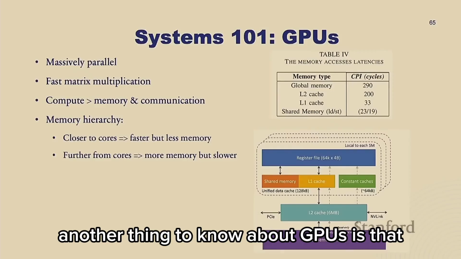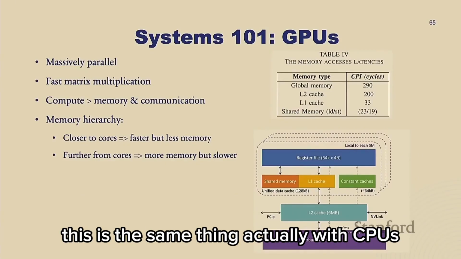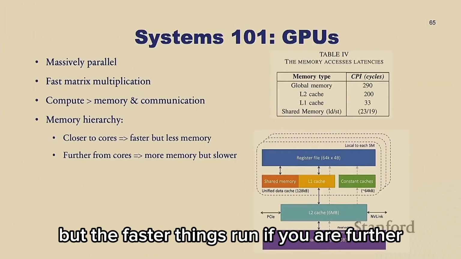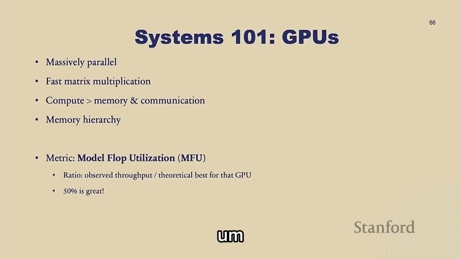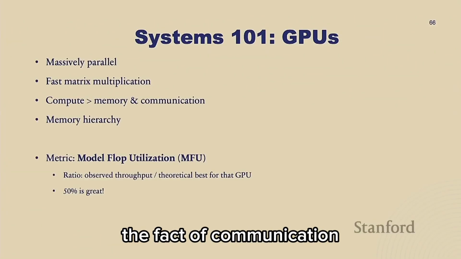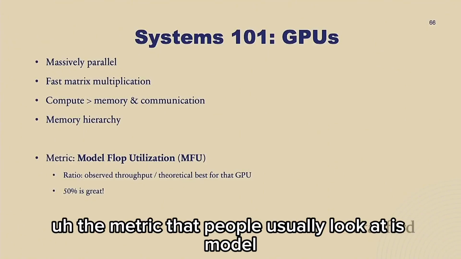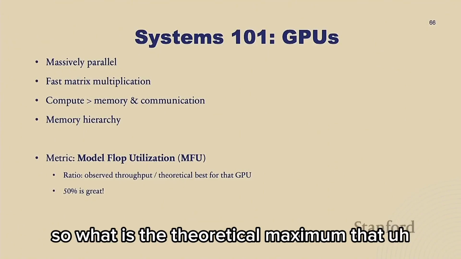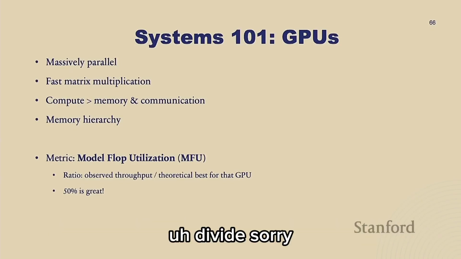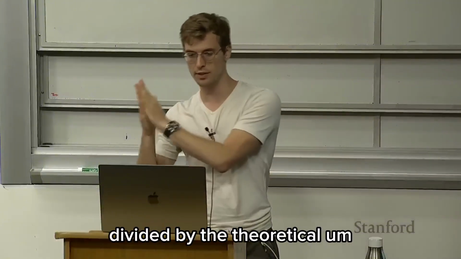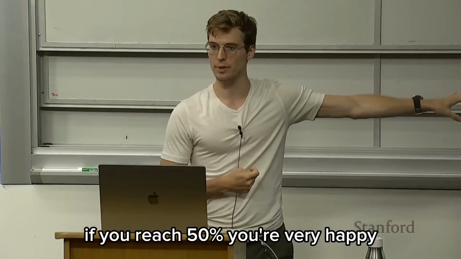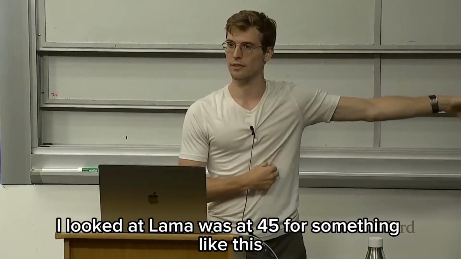Another thing to know about GPUs is that there's a memory hierarchy. This is the same with CPUs, but basically the closer you are to your cores, the less memory there is, but the faster things run. If you're further away, there's more memory, but it's slower. I told you about the fact of communication. The metric that people usually look at is model FLOP utilization: the number of observed FLOPs per second divided by the theoretical maximum that the GPU could run at. In general, if you reach 50%, you're very happy. Facebook's Llama, I looked, was at 45% or something like this.